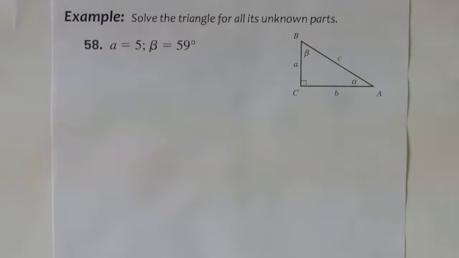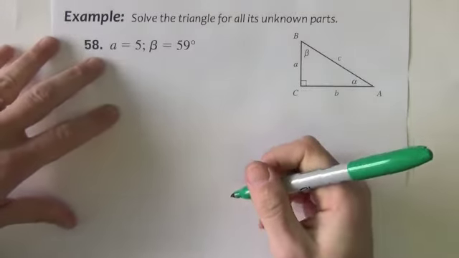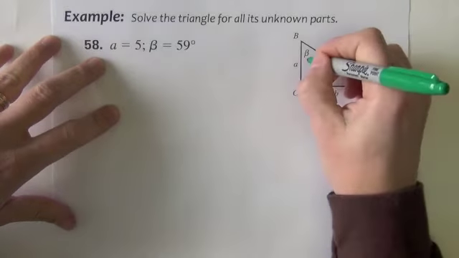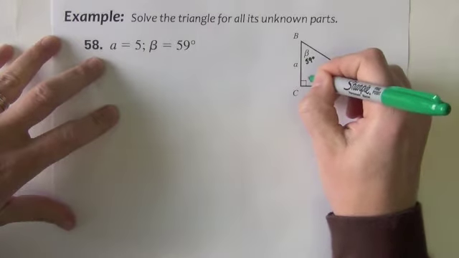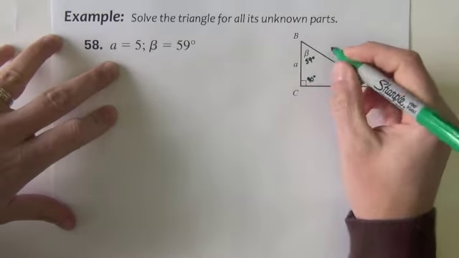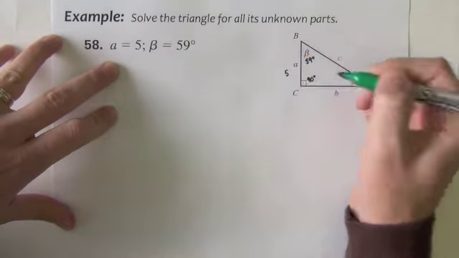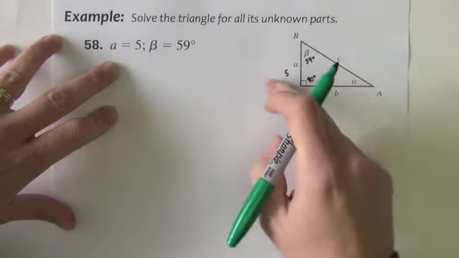Okay, let's try another example of the same type that we just did. Again, I'm going to go ahead and write in what I know. I know that angle beta is 59. I know angle C is, of course, 90. I know side A measures 5. So write in what I know.